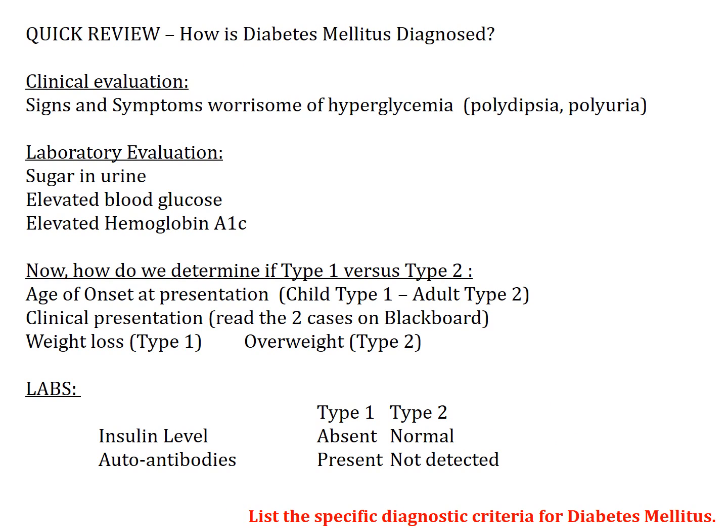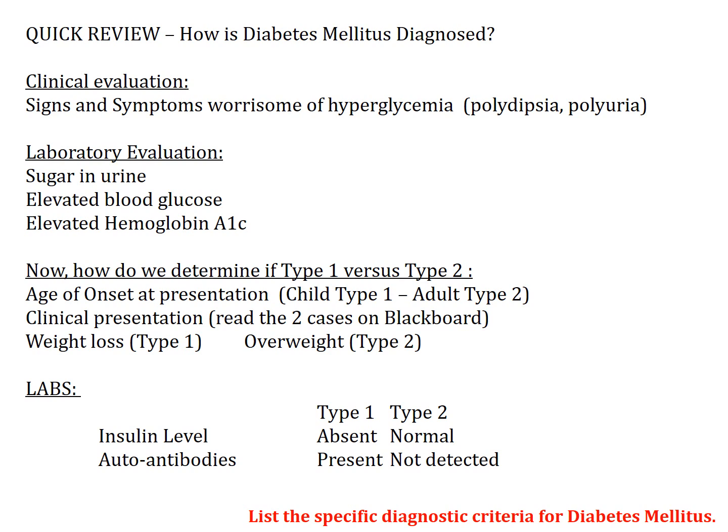So let's take a time out here for a second and summarize. How is diabetes mellitus diagnosed? First, we get a clinical suspicion. What are those signs and symptoms that make us worrisome for hyperglycemia? We talked about that, polydipsia, polyuria. We have an individual then who we're suspicious of, so we will look for sugar in their urine. We will do a blood glucose level, and we will do a hemoglobin A1C.